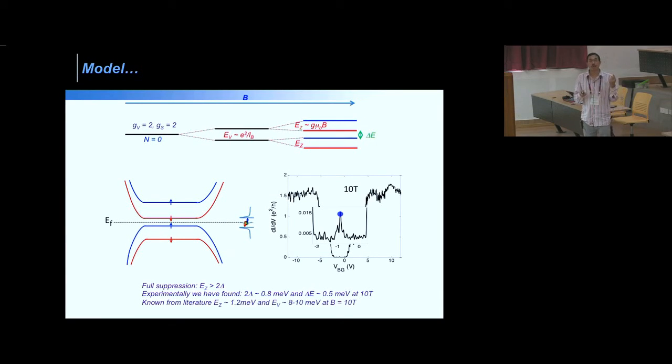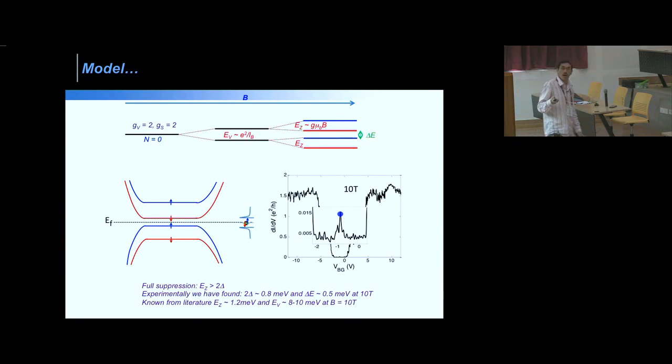So basically you will have a full suppression once the Zeeman gap is higher than your superconducting gap. Experimentally, we have found that 2 delta is 0.8 meV, and our delta E, which was measured above the superconducting gap from the activation plot, is around 0.5 meV, which tells you that our superconducting gap is higher than this, and you can have this process. What is known from the literature is that the Zeeman gap is 1.2 meV here, and the valley gap is around 10 meV, which is very consistent with our model.